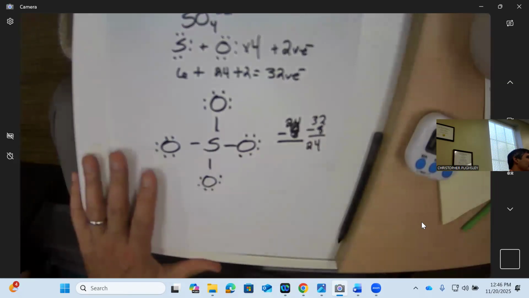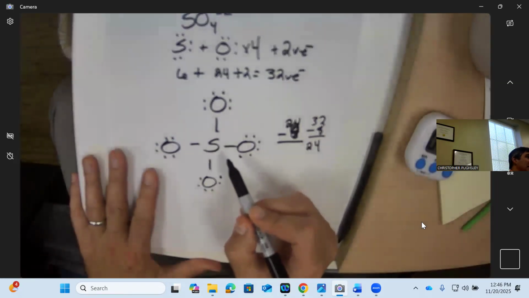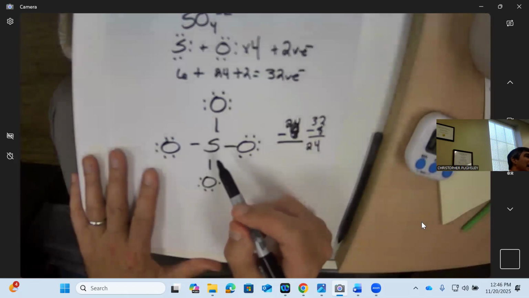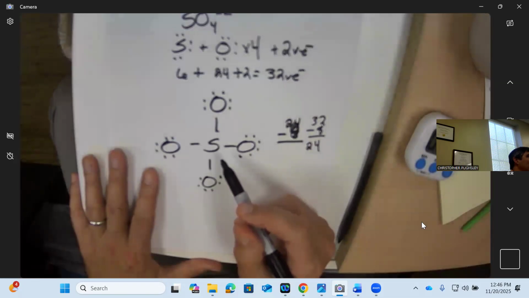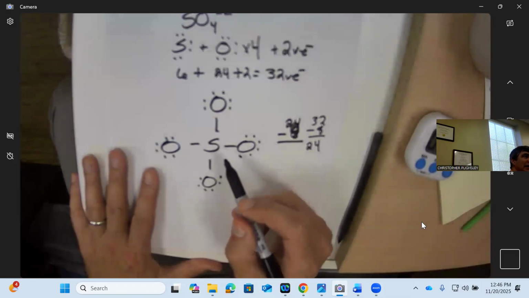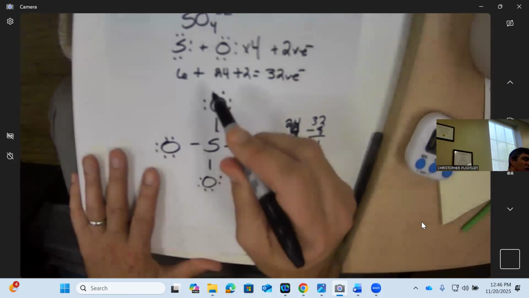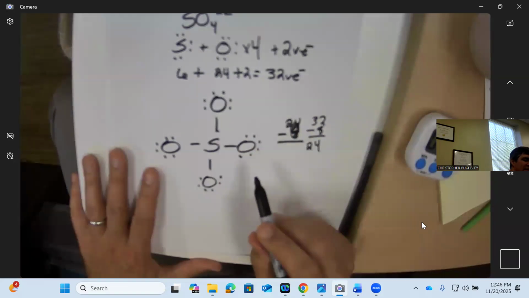But here's the thing, there's a trick here. Sulfur is part of period 3, and period 3 can have what we call an expanded octet. That means it doesn't have to be 8. It could actually be bigger than 8. It can hold more electrons. So we're going to see if this is the best structure.